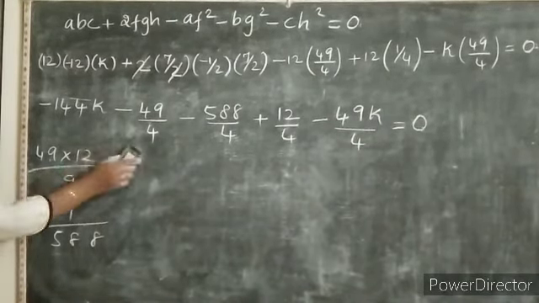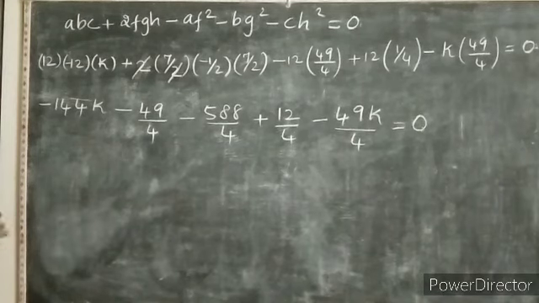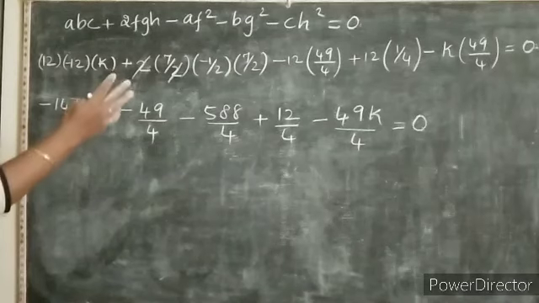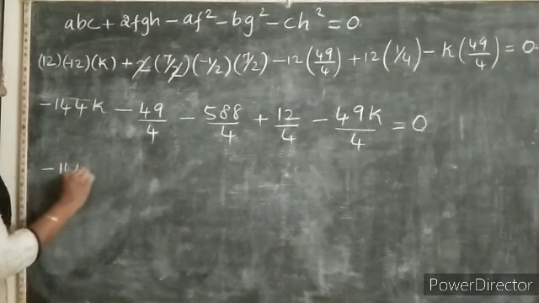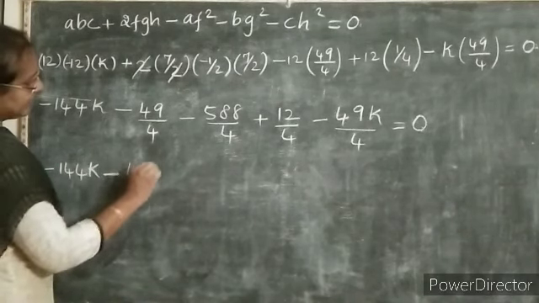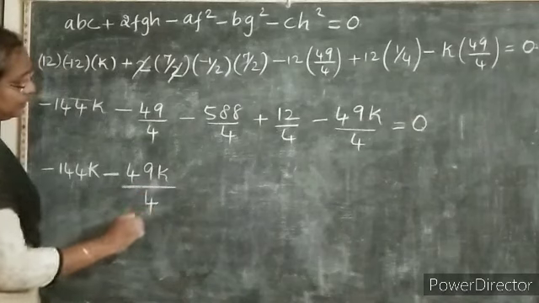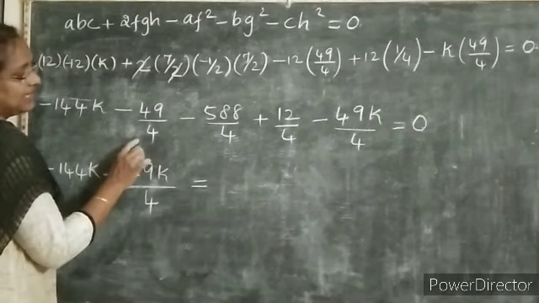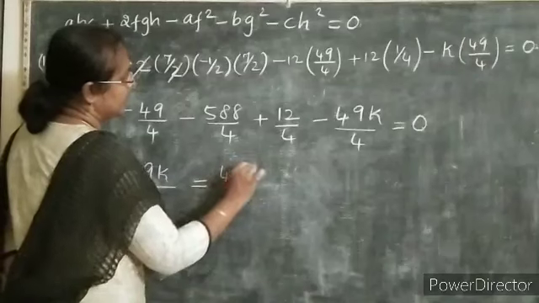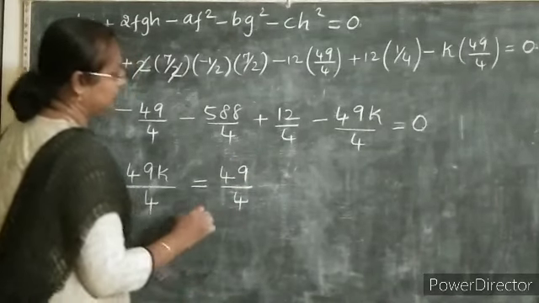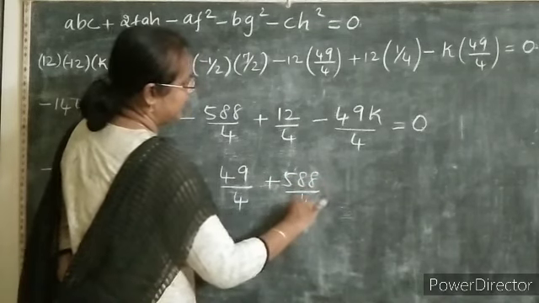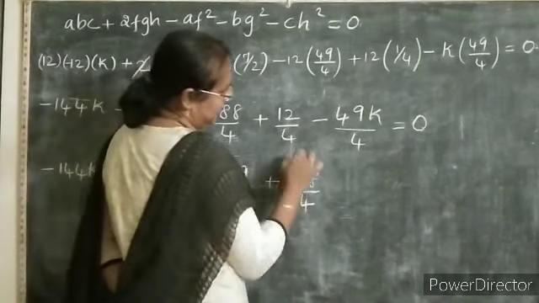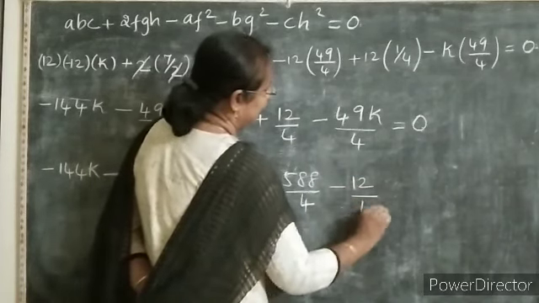Now what we are going to do? We are supposed to find the value of K. So let's keep all the K values on this side and push the constants towards the right hand side. So I will get minus 144K minus 49K divided by 4 is equal to, now minus 49 by 4 goes to the other side and becomes 49 divided by 4. Now minus 588 divided by 4, and plus 12 by 4 gives you minus 12 divided by 4.